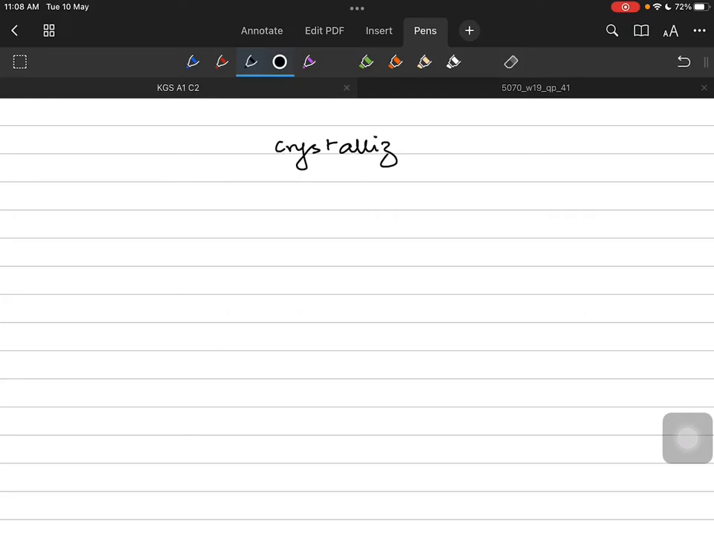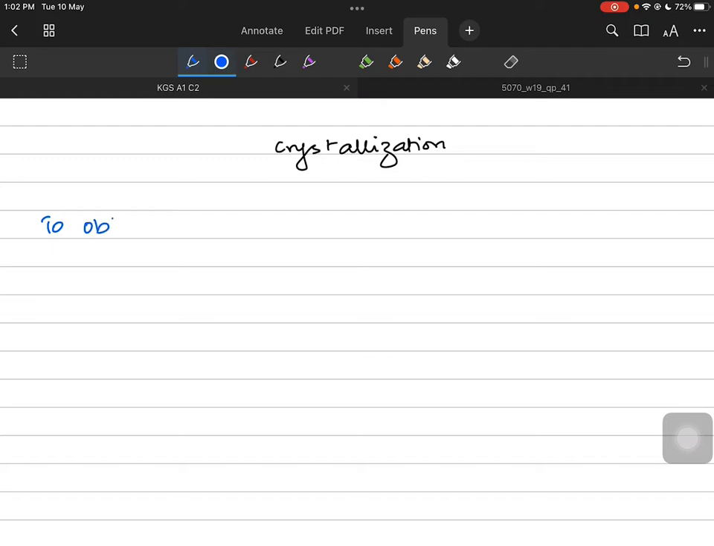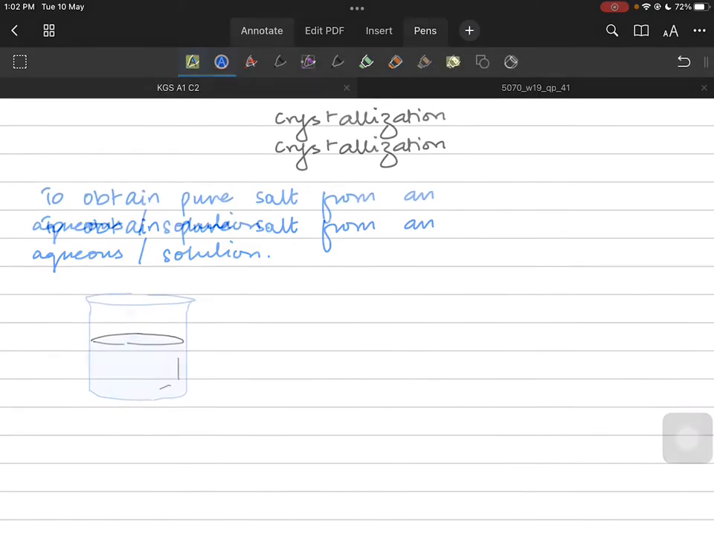Another process is called crystallization. As the name suggests, it is used to obtain pure crystals. We are concerned with soluble salt solutions, or solutions of soluble substances in general. So here we talk about obtaining pure salt from aqueous solution, or any kind of solution. It could be a solution where the solvent is organic in nature, not water, some other kind of solvent, but at the end of the day the solid was dissolved in the solvent.